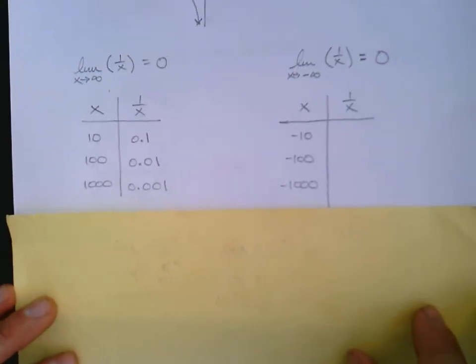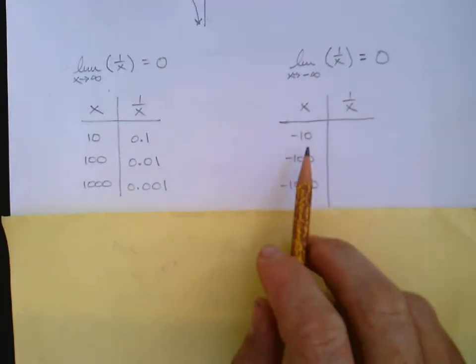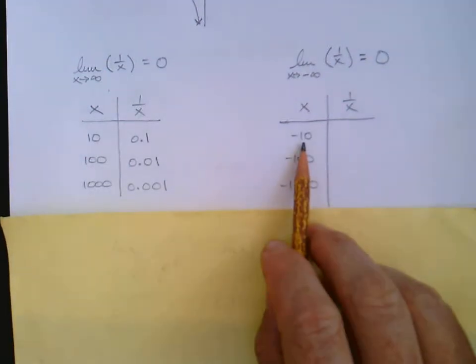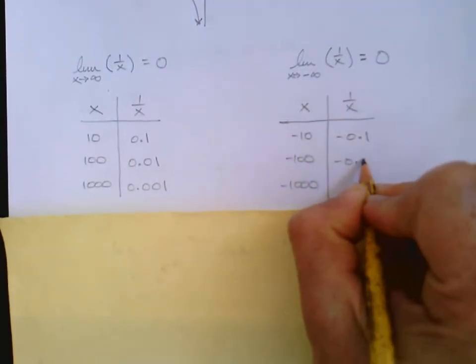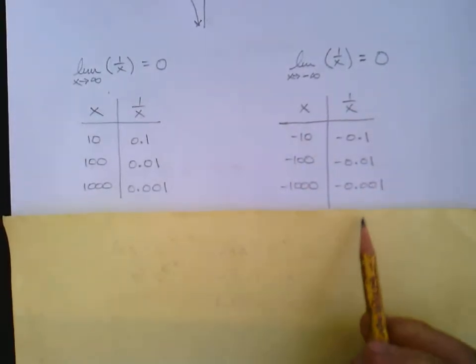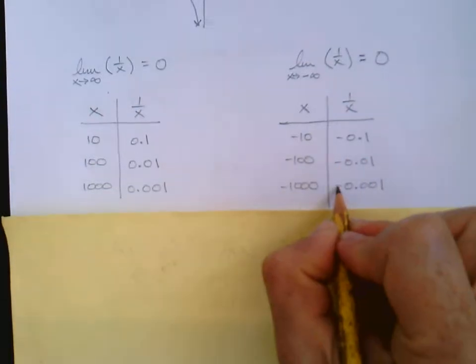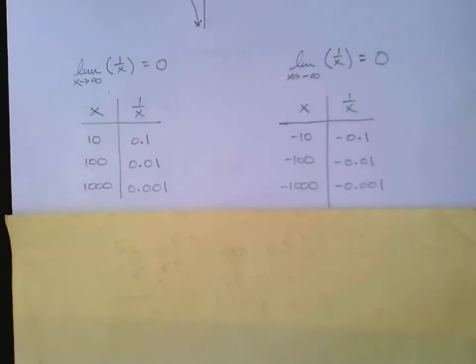How about the negative case? As x approaches negative infinity. Well, let's take negative 10, negative 100, negative 1000. Wouldn't this be negative 0.1, negative 0.01, and negative 0.001? It's on the negative side, but you know the distance from 0 is shrinking, right? It is headed towards 0 that way as well.